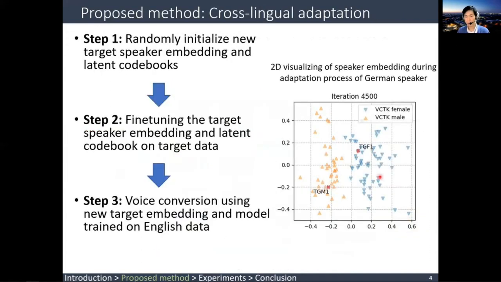To adapt the model to the cross-lingual setting, first we randomly initialize a new target speaker embedding in the latent codebooks. Next, we fine-tune the target speaker embedding and the latent codebook on the target data. And finally, the voice conversion is performed using the new target embedding and the model trained on English data. So here is the illustration of the speaker embedding during the training process.